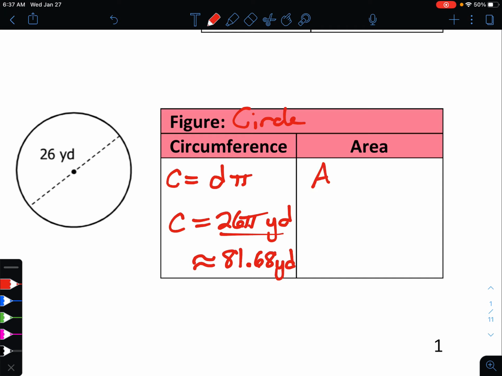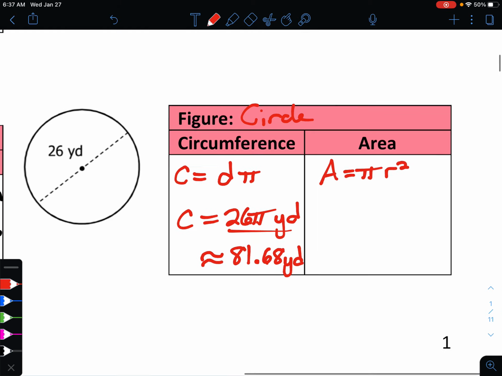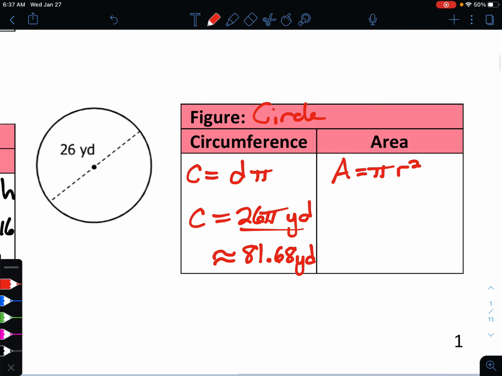Okay, so we'll do the same thing with area. For area, remember the formula for that is pi r squared. Now, the problem is right now we don't have our radius. We just have our diameter. But remember to get the radius, so if we want just the distance from the center of your circle to the edge of your circle, that is 1/2 of the diameter. So if you take the diameter, which is 26, and divide by 2, we'll find out that 13 yards is our radius. So now we can go ahead and plug that into our area formula.